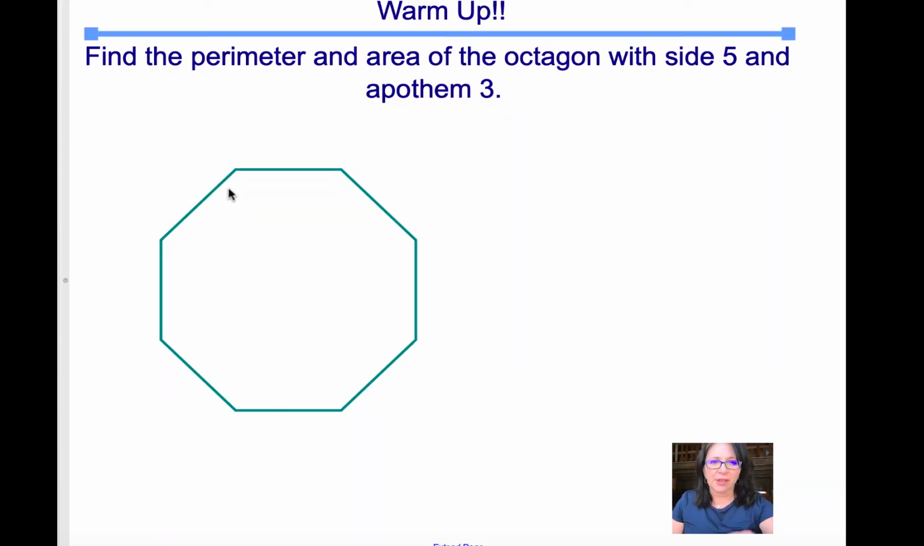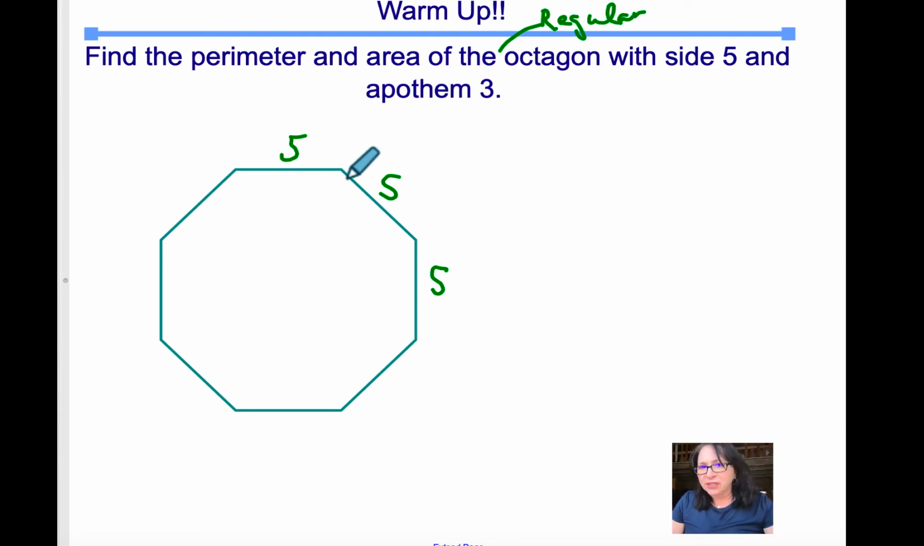So let's get started. First question is find the perimeter and area of an octagon that has a side 5 and apothem of 3. So what that's telling me is that these side lengths here are all 5 all the way around, because if it is, actually it should have said regular polygon. If it is a regular polygon, then all the sides and all the angles are congruent.